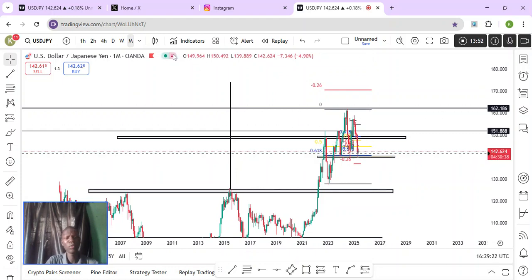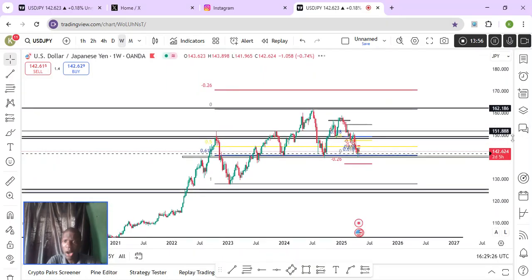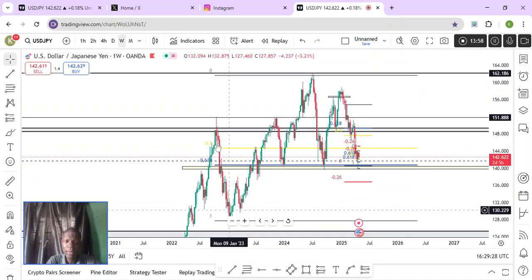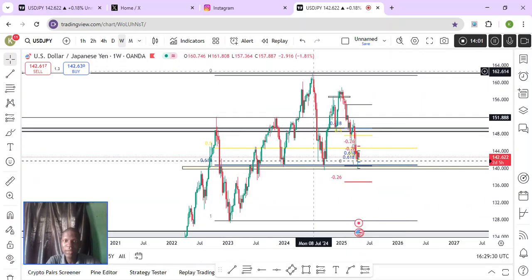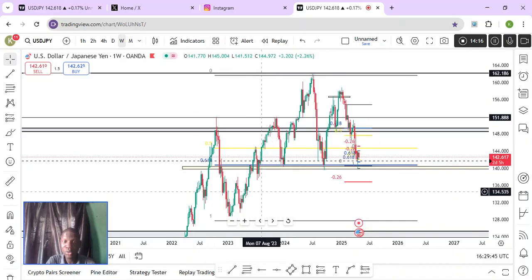So let's go over to the weekly time frame so you guys can see what I'm trying to say and how nice this is. As I was saying, this is a higher high, a higher low, this is another higher high, and this is a higher low. Like this one, it spiked all the way to the upside, and this one too should do the same.